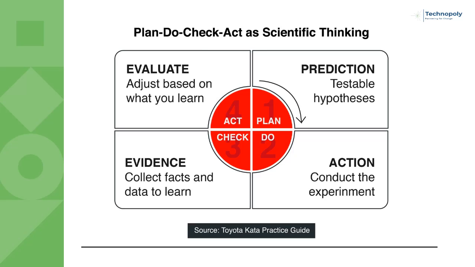In the context of Lean, it can be used for scientific thinking or structured experimentation for implementing incremental change. Here, in Plan, we do what we call prediction, where we try to come up with testable hypotheses. But in Do, we conduct the experiment, where we put most of our action in. In Check, we check for evidence and collect facts and data to learn. And finally, in Act, we evaluate and adjust based on what we have learned through this cycle of PDCA.